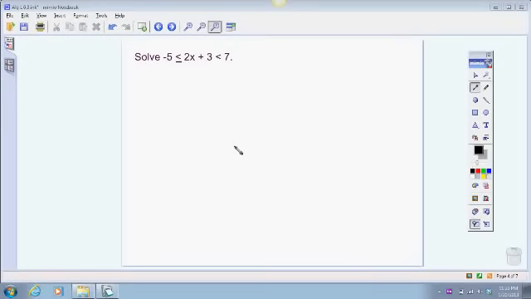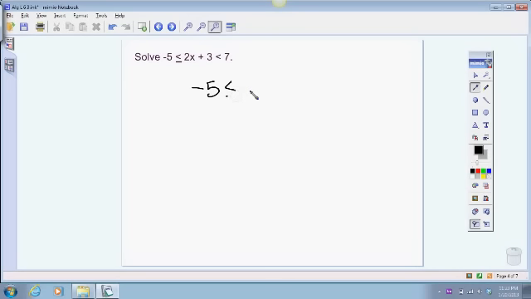Now that we've practiced writing compound inequalities, let's see how we can solve them. Look at this example. It says solve -5 is less than or equal to 2x plus 3, which is less than 7. So I'm just going to rewrite it here.